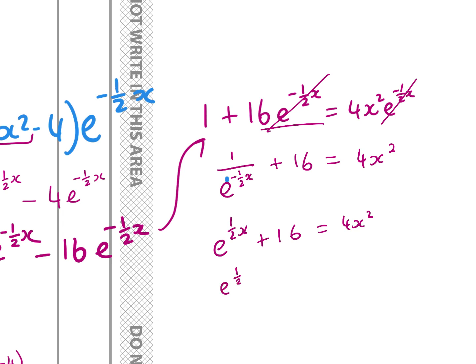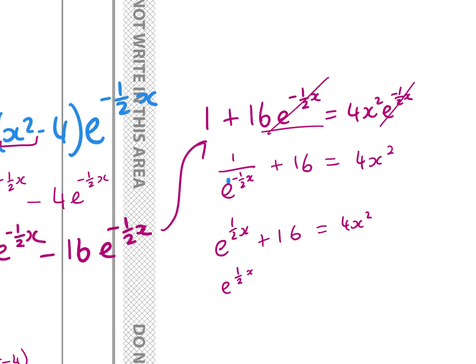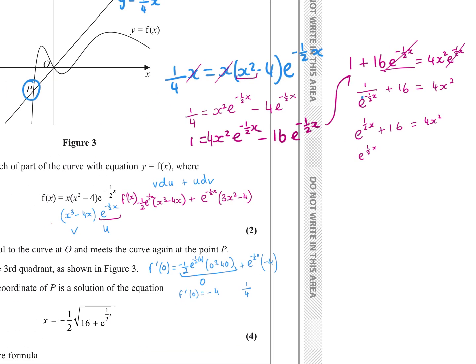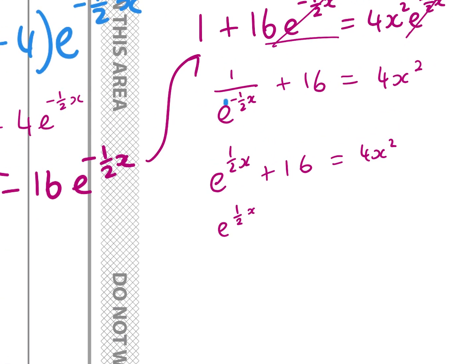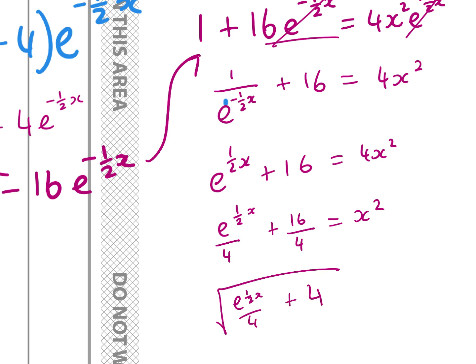Shouldn't you ln both sides first? No, we're not going to ln anything because there's no ln in this equation. Okay, so I'm going to get e to the half x over 4 plus 16 over 4 equals x squared. So now we square root. Square root of e to the half x over 4 plus 4. Okay, plus or minus. x equals this.